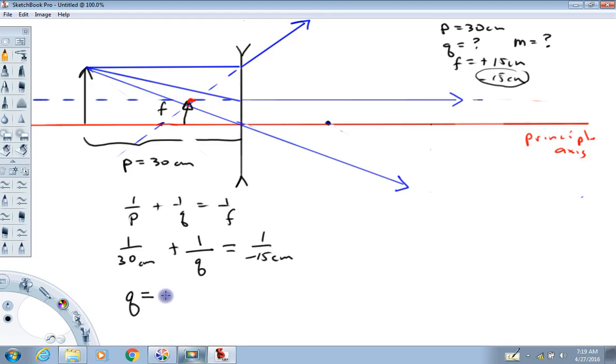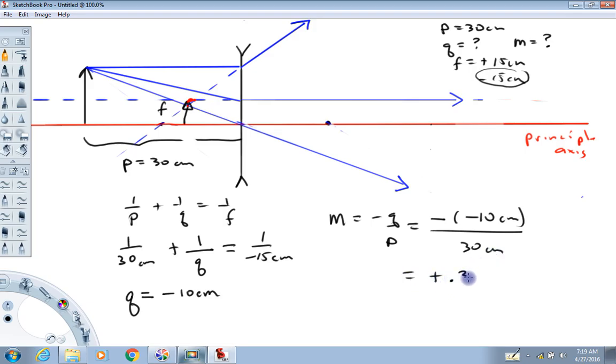Negative 10. Negative 10 centimeters. All right, and that was right around my expectation. All right, magnification: minus q over p, that's going to be minus negative 10 centimeters over p, which was 30 centimeters, and we get what, positive 0.3 out of that. And I think that's probably pretty close to what my expectation was for this problem.